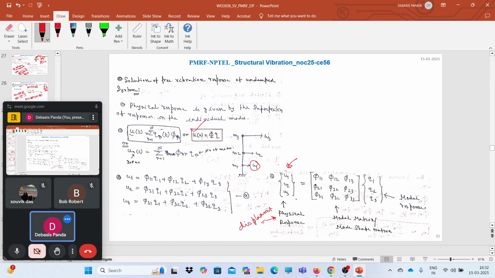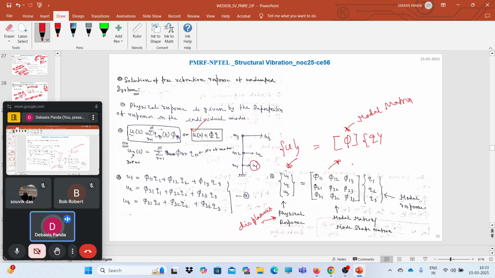Great. So what will be the physical response? The mode shape matrix, that means I am writing that u is nothing but the big capital phi, the modal matrix, into q. So here we have considered a 3 degree of freedom system. So we have 3 displacements, we have this modal matrix and the modal responses. Modal matrix into modal responses.